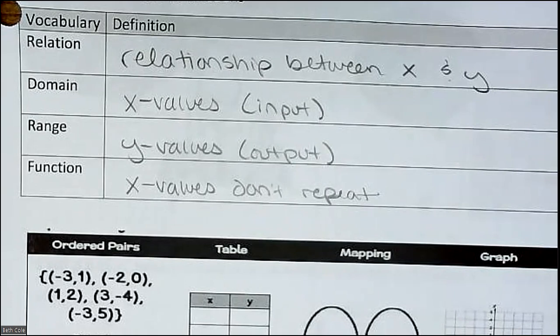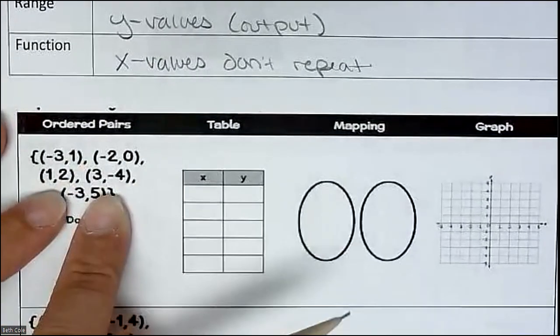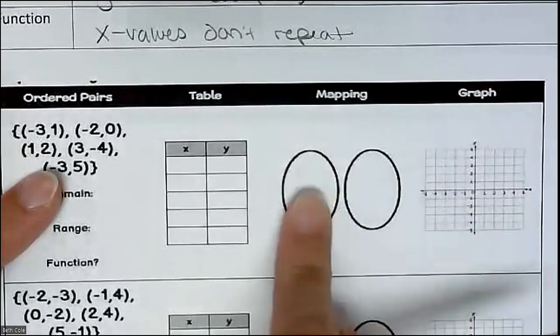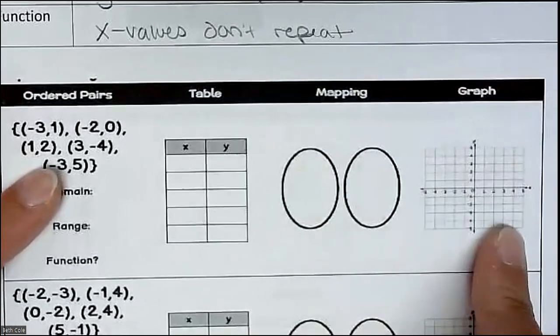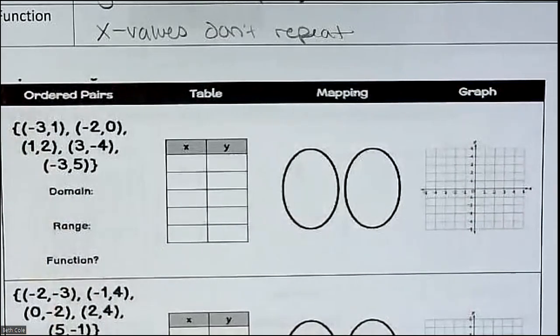So we're going to practice writing these all the different ways. And this is what I was talking about on the other sheet. These are points. This is a table. These circles, we're going to fill it in. It's what's called a mapping. And then we're going to do a graph to represent all of these. And then we'll come back and do the domain and range and is it a function?